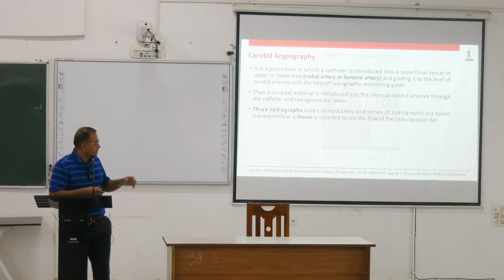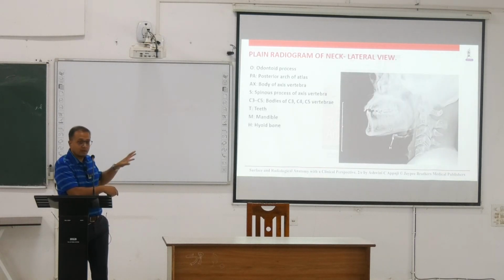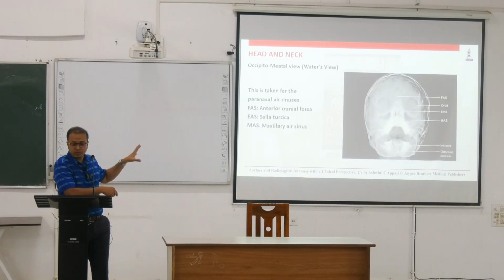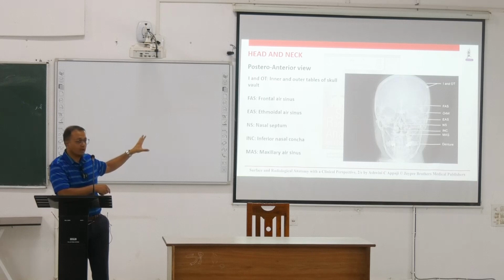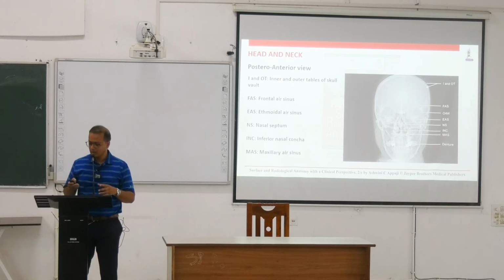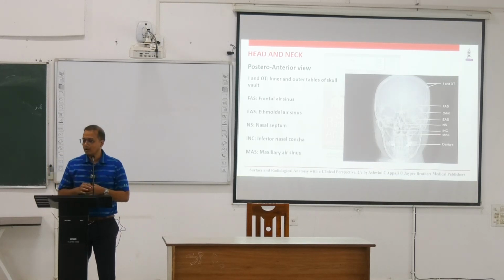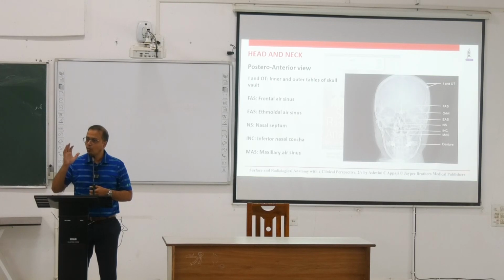And it may be just like a general X-ray, a lateral view of the neck region showing these structures, or the OM view, which may show the paranasal sinuses, or a lateral view of the head or the anteroposterior view of the head, showing the structures likewise. So this is what we need to cover here: three pictures of the head and neck region, the anteroposterior view, the lateral view, and the OM view.